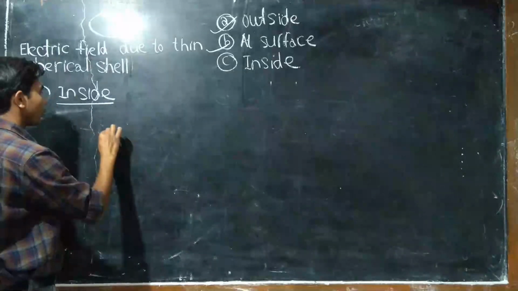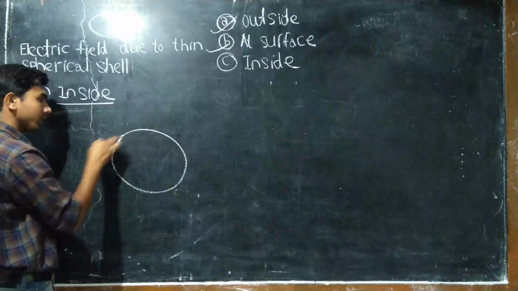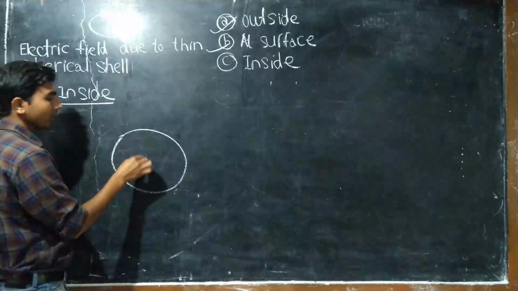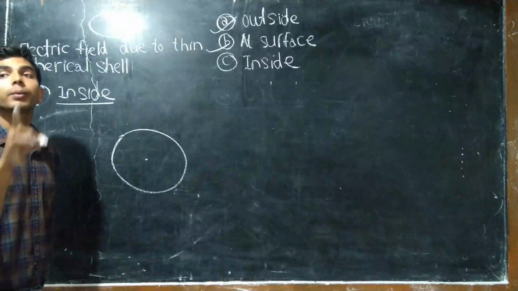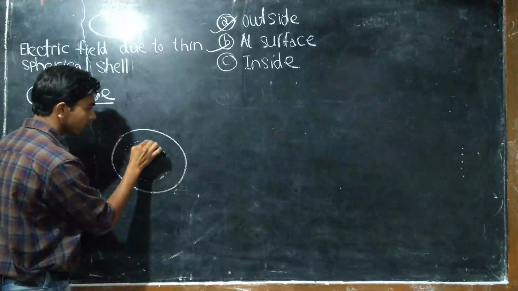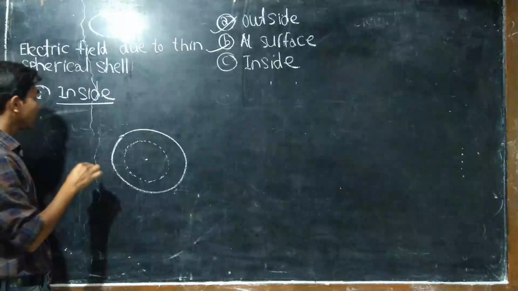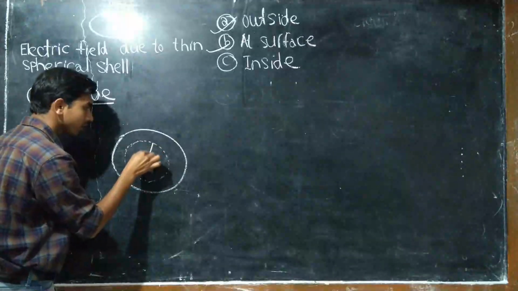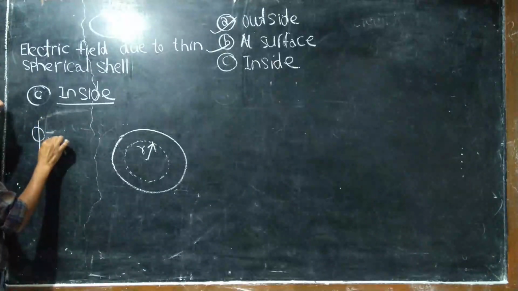Inside, right? So again we have to draw a spherical cell. This is your cell, and this is the center. Now we are going to find the electric field inside, so we have to draw a Gaussian surface inside the surface. This is your Gaussian surface, at a smaller distance.